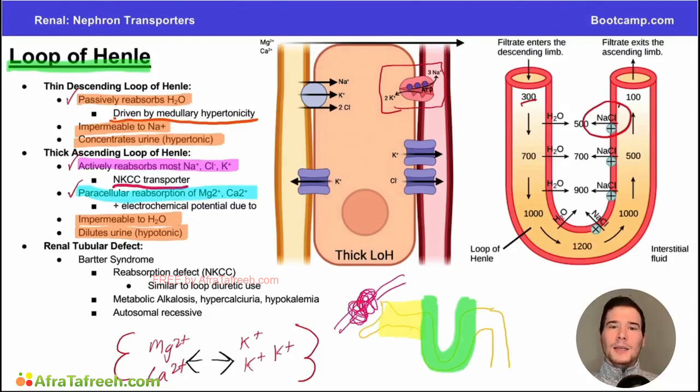The second key point is to understand paracellular reabsorption. And again, we just said that potassium leaks out through this channel right here.